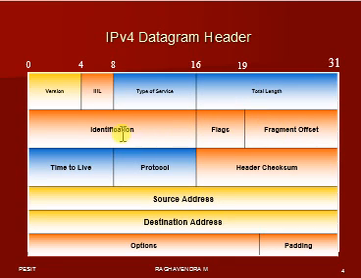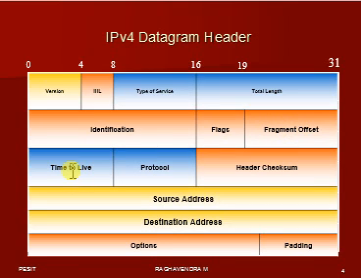Here these three fields are for fragment control. First one is the identification, which is of 16 bits. All fragments of a single datagram have the same identification. Next one is the flags, which is of 3 bits. Here the first bit is reserved, it must be 0, and the second bit is for don't fragment, and the third bit is for more fragments. And the fragment offset, which is of 13 bits, is used for reassembly of the packet.